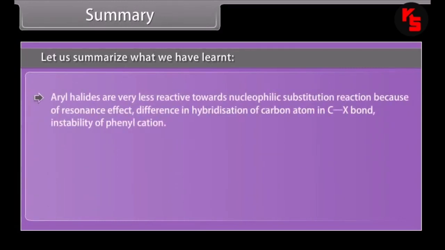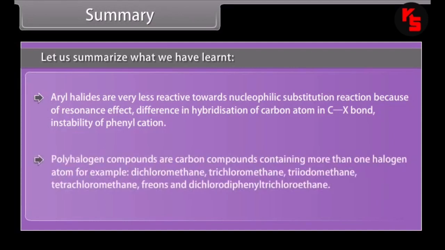Aryl halides are much less reactive towards nucleophilic substitution reactions because of resonance effect, difference in hybridization of the carbon atom in the C-X bond, and instability of the phenyl cation. Polyhalogen compounds are carbon compounds containing more than one halogen atom. For example, dichloromethane, trichloromethane, triiodomethane, tetrachloromethane, freons, and dichlorodiphenyltrichloroethane.